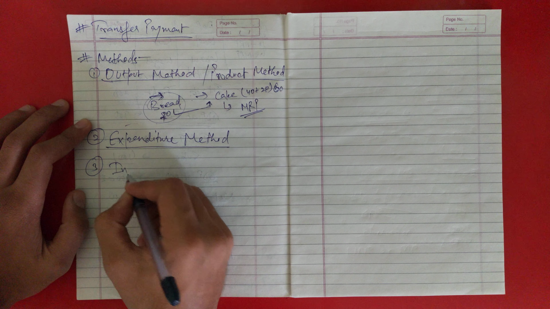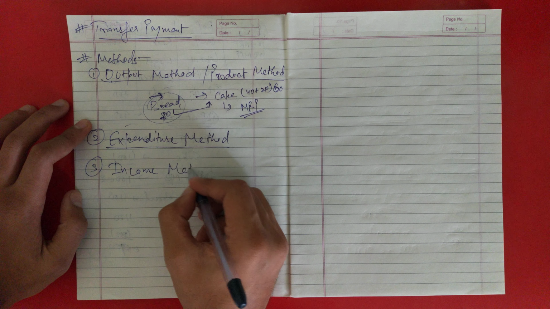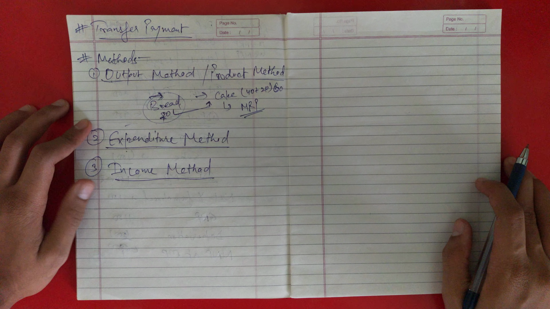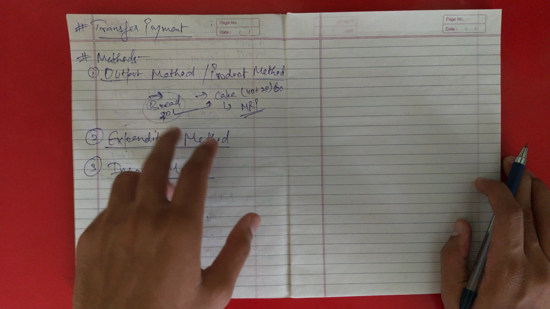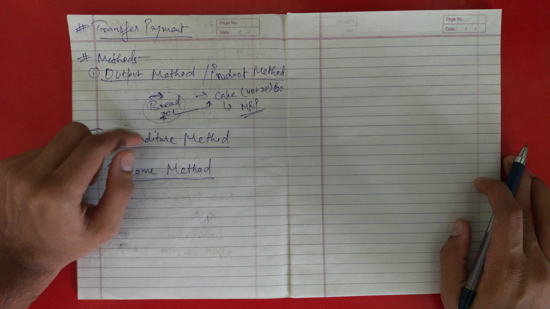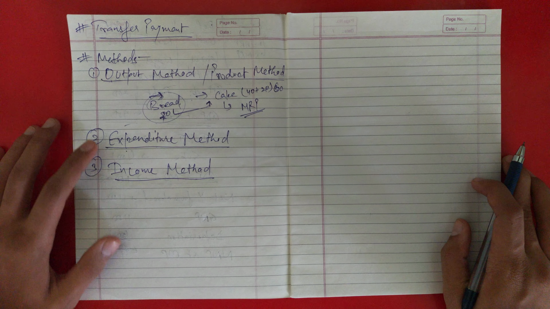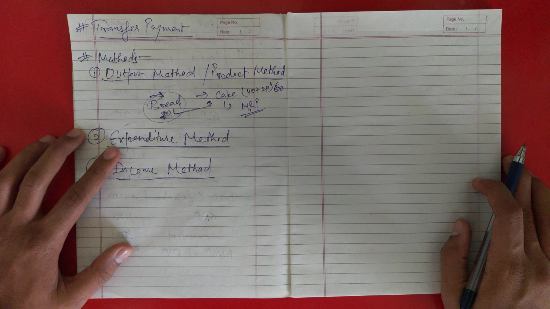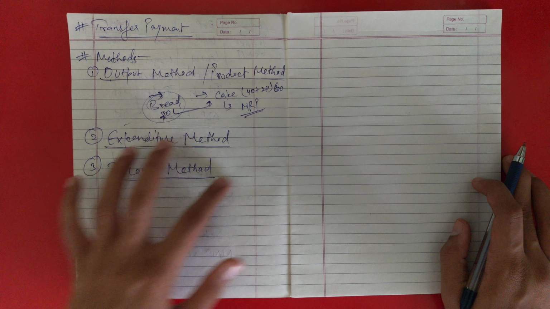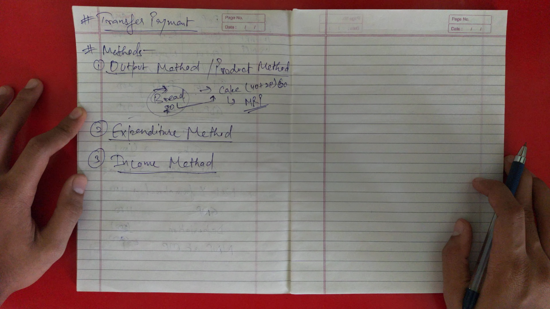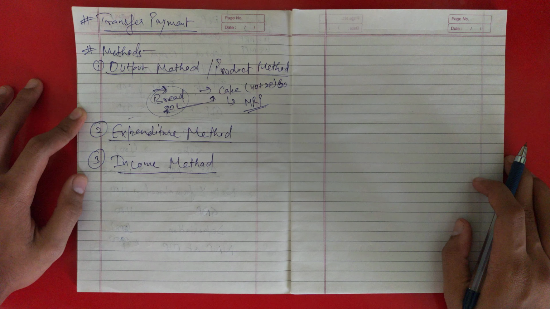Now third, we have the income method. Okay, so now the consumer has done the expenditure, consumer, government, whatever. First the output was produced, then expenditure was done by the consumer. When expenditure was done by the consumer, it generated income, the income of the producer. Now in this method, we can measure national income as a flow of factor income.